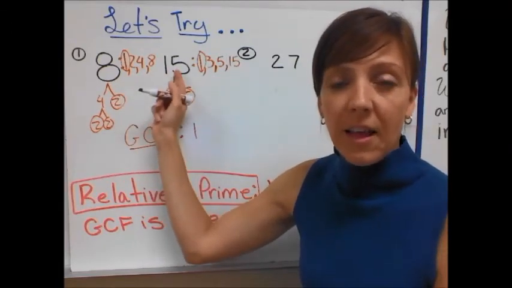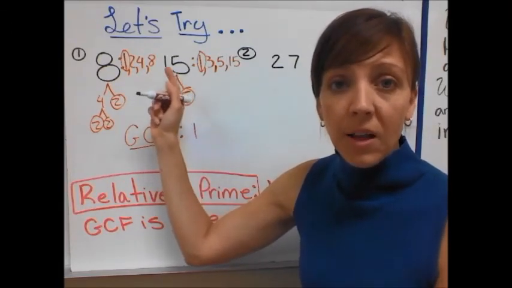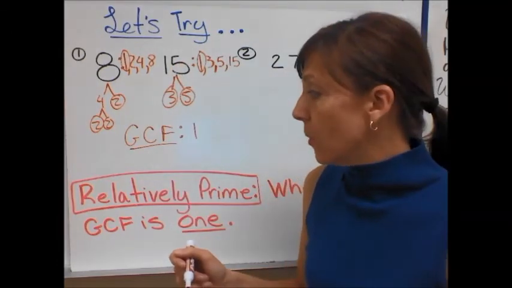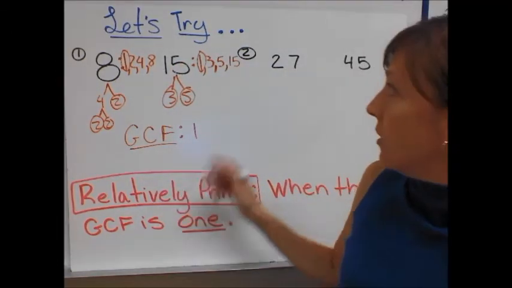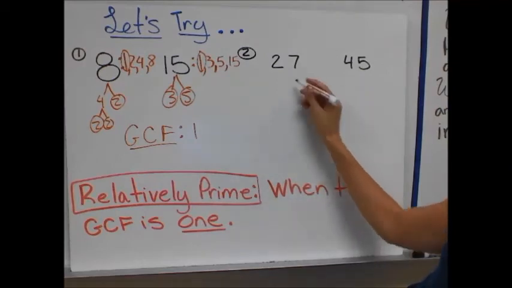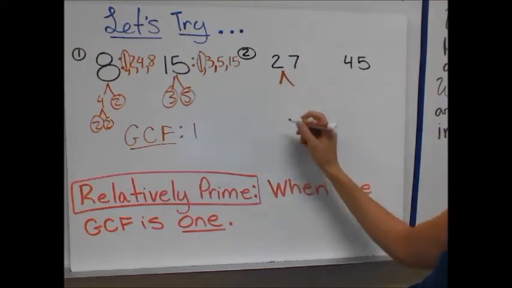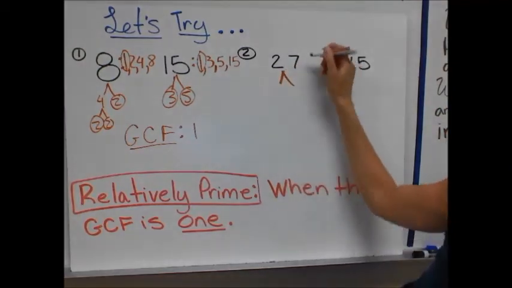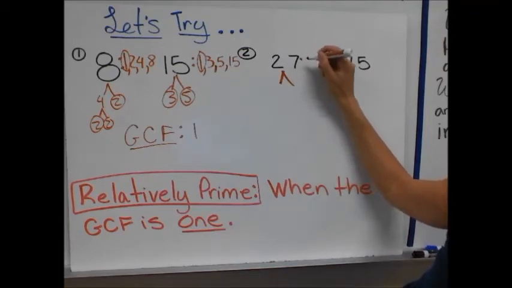So the only thing that they have in common is 1. All right, so let's try number 2, 27 and 45. I'm going to break these down into a prime factorization tree. Actually, I'm going to go ahead and list the factors first.